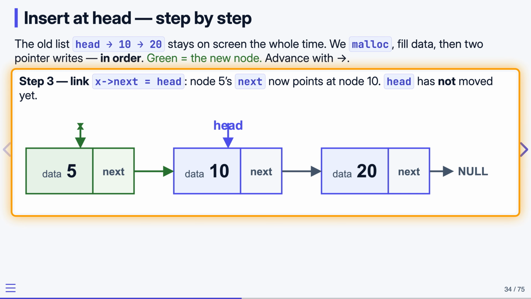Step 3. Link. We run X arrow next becomes head. Node 5's next now points at the old first node. Watch carefully. Head itself has not moved yet. It still points at node 10.